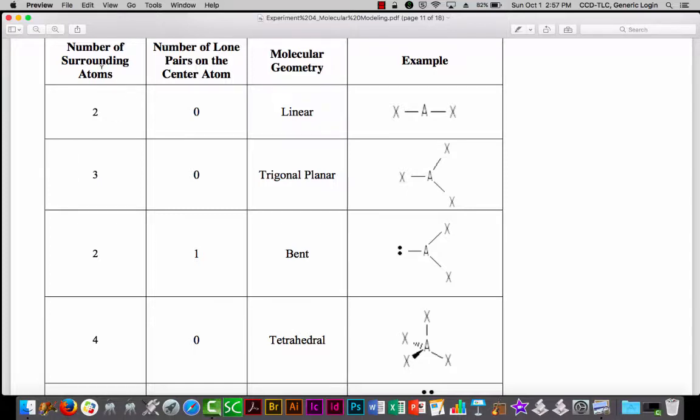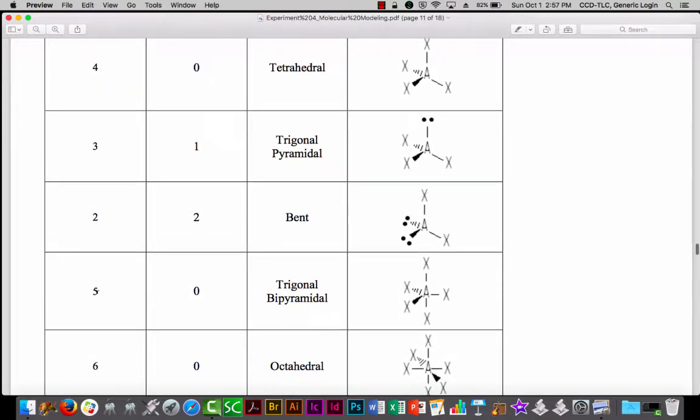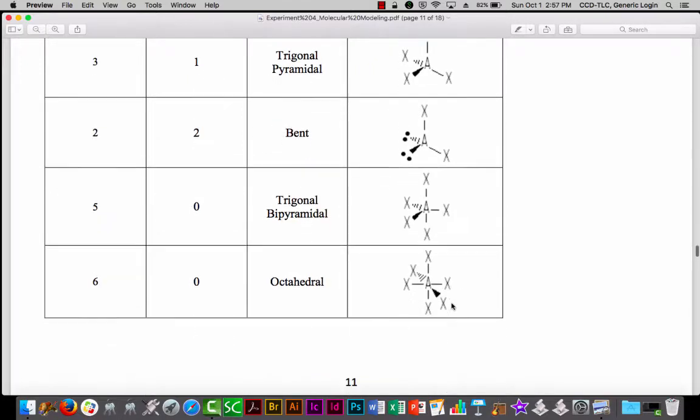But here you have the number of surrounding atoms, here you have the number of lone pairs around the center atom, and that gives you the molecular geometry. So for example, if I have 2 surrounding atoms but no lone pairs, my geometry is linear. If I have 2 surrounding atoms but 1 lone pair of electrons on the central atom, it's bent. If I have 3 surrounding atoms and 1 lone pair, it's trigonal pyramidal. If I have 5 surrounding atoms and no lone pairs, it's trigonal bipyramidal, so on and so forth.